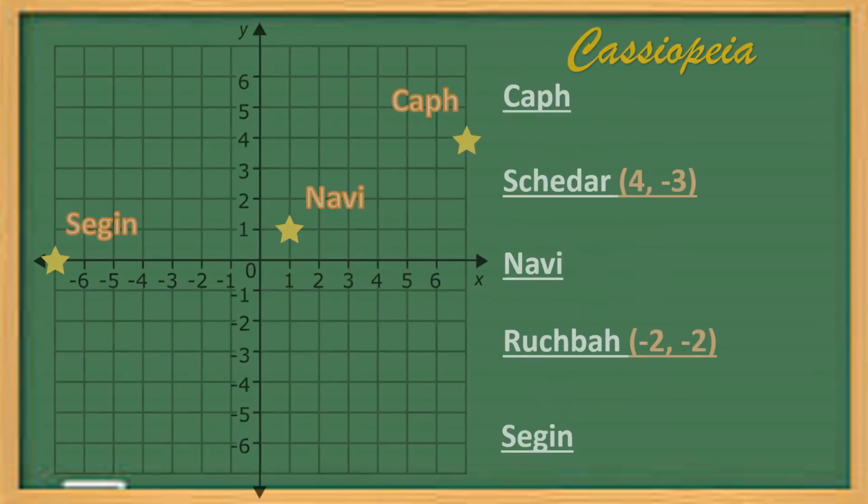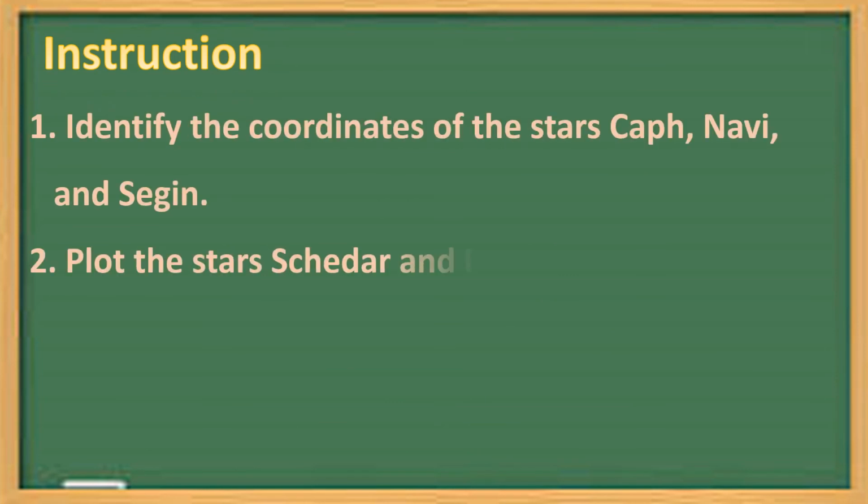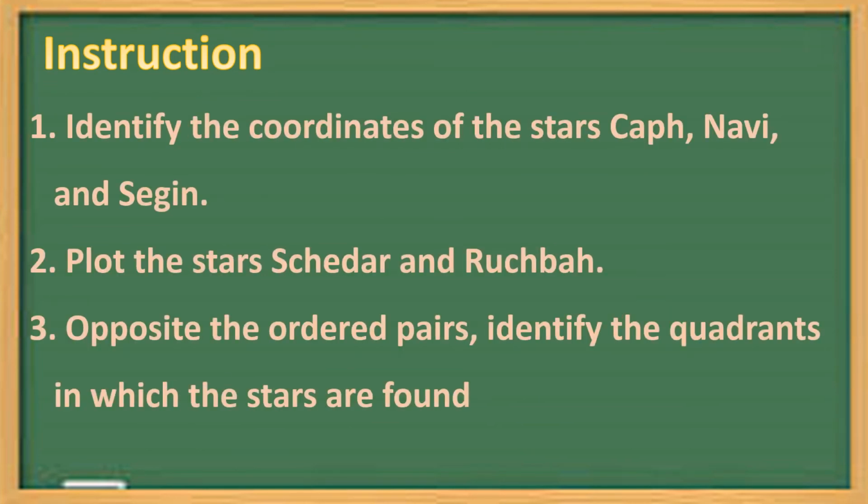Shown are the stars of the constellation Cassiopeia. Stars Kaf, Navi, and Cygin are plotted. You are to give its ordered pair, while Shedar and Ruba are to be plotted using the ordered pair provided. Opposite the ordered pair of the 5 stars, identify the quadrant on which the stars are found. You may pause the video if you need more time to answer. Good luck!